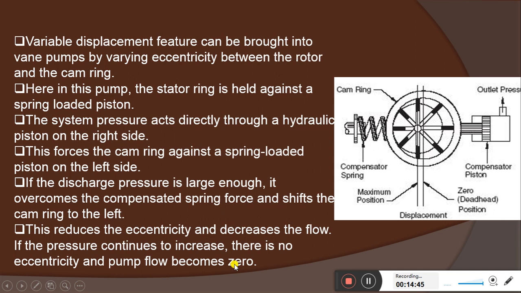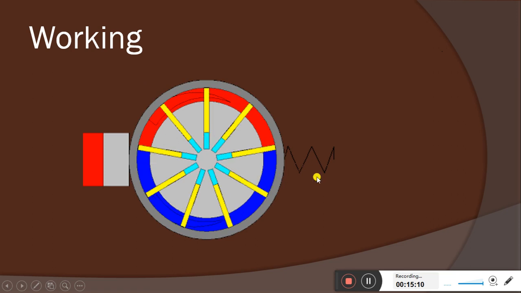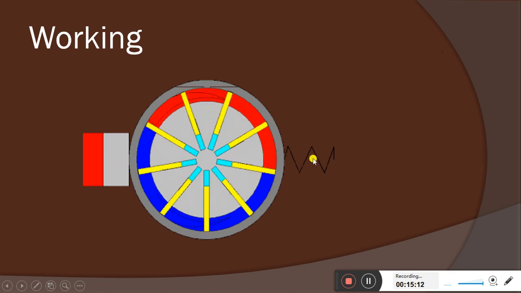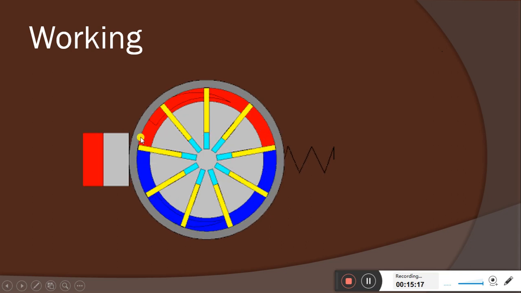Okay, the same thing they are saying. As the discharge pressure is more, the eccentricity is going to be lesser. The piston makes the eccentricity lesser. Because of that, flow is going to be reduced and the pressure is going to be maintained. If the discharge pressure is reduced, then again the eccentricity is going to be restored. You can see the working. Okay, similar here. This is the piston, this is the spring. So what happens? First, initially it will be in this portion.